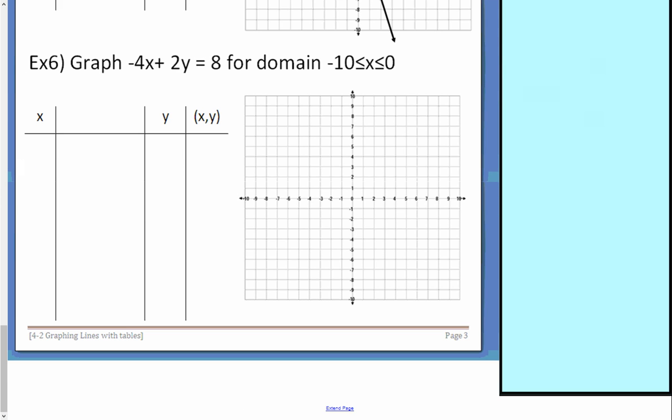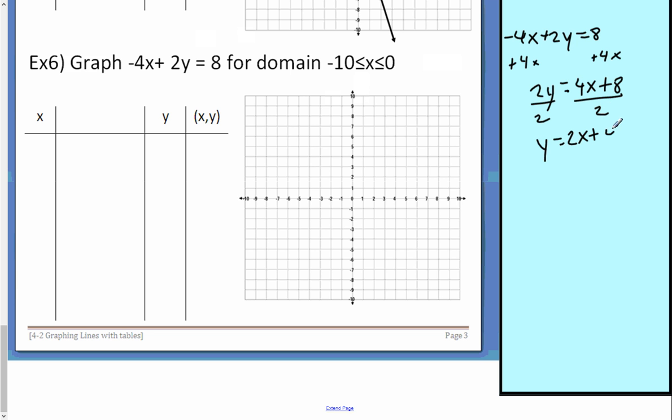All right, let's do the next one. Before I can graph this, notice that y is not by itself, so I'm going to have to get y by itself first. So let's go off to the side and do that. Negative 4x plus 2y equals 8, right? Add 4x to both sides. I end up with 2y equaling 4x plus 8. Okay, divide both sides by 2. I end up with y equaling, remember I had to distribute that 2 to both numbers, so 4 divided by 2 is 2x, and 8 divided by 2 is 4. 2x plus 4. So that is what I'm going to be graphing. Y equals 2x plus 4. Got it? So that's what goes here, 2x plus 4.